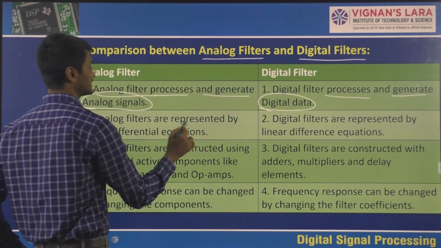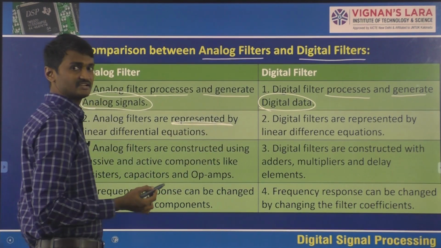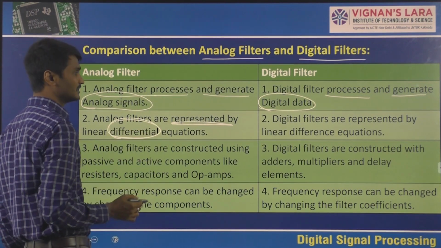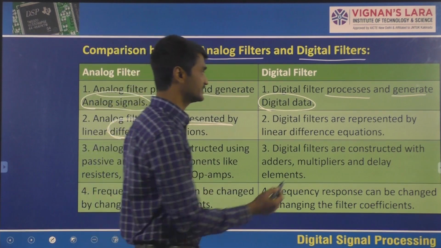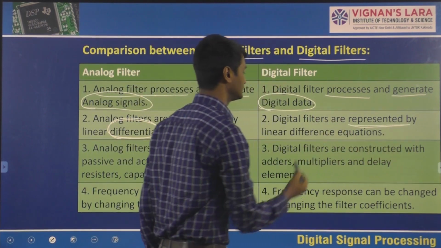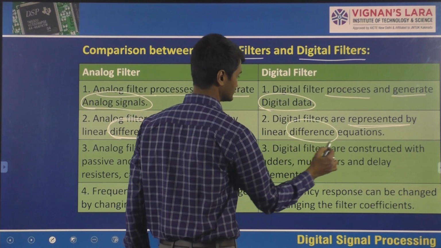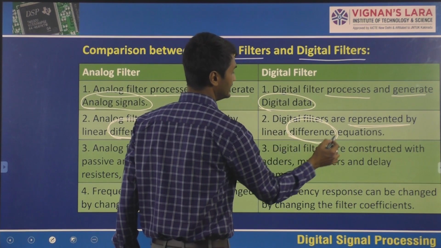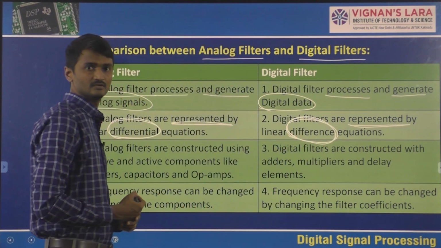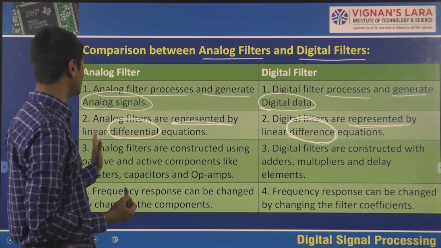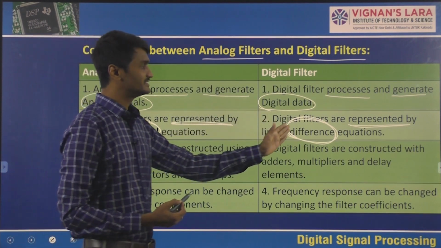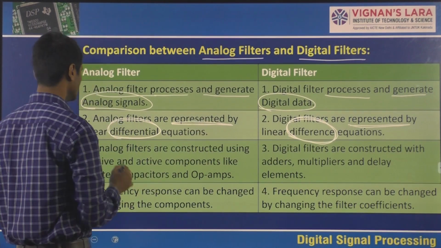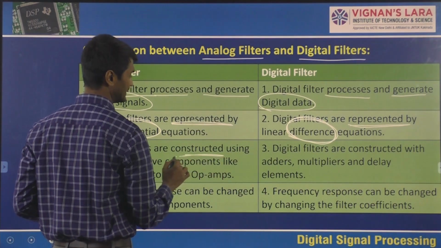Analog filters are represented by linear differential equations, whereas digital filters are represented by linear difference equations. Whatever we have discussed in the first unit, those all are linear difference equations.